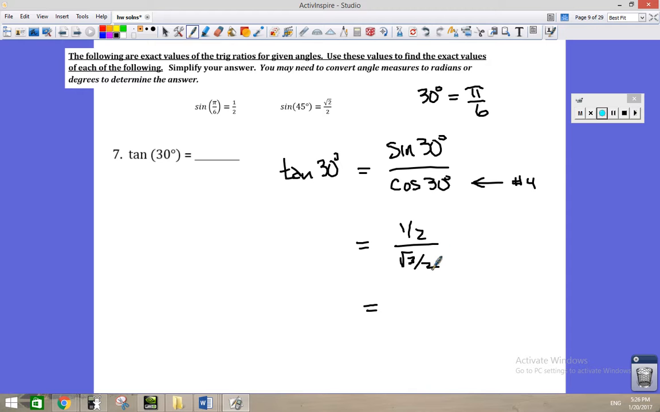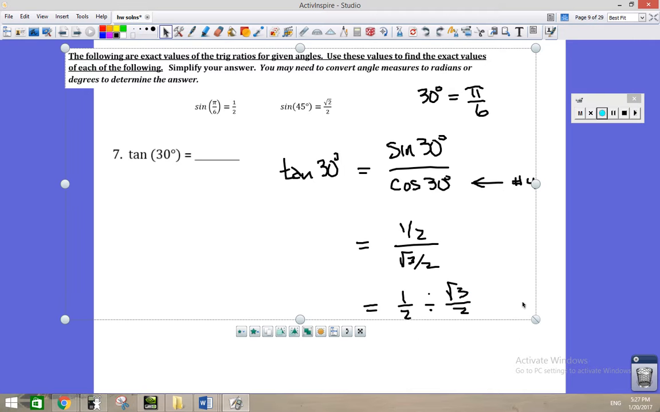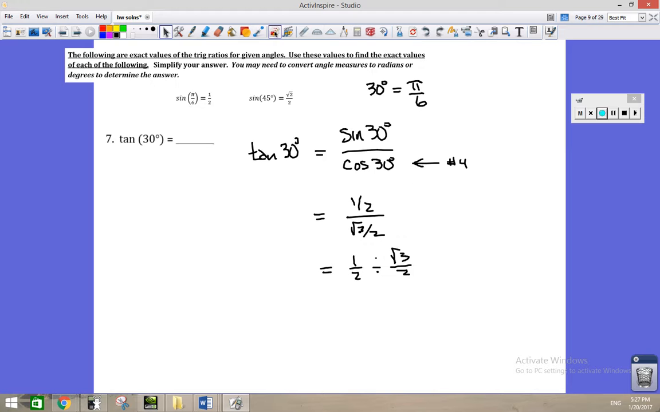I've shown in problem number 4 that this is the square root of 3 over 2. And the 1/2's cancel, or if you don't see that, 1/2 divided by the square root of 3 over 2, I can change that division to multiplication by the reciprocal. So I have 1/2 times 2 over radical 3. I've got 2 divided by 2. I have 1 over radical 3. That rationalizes to the square root of 3 over 3. And there's our answer, and we're done.